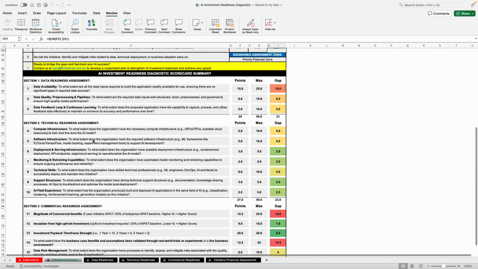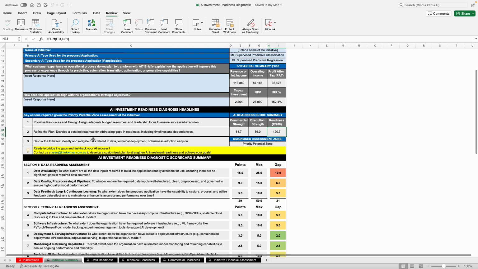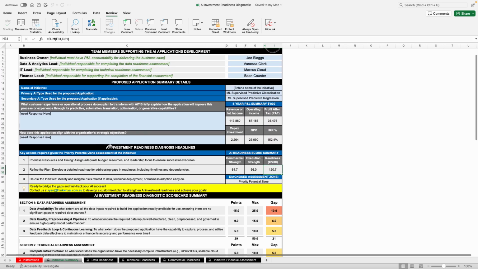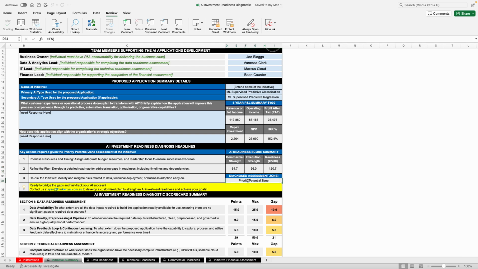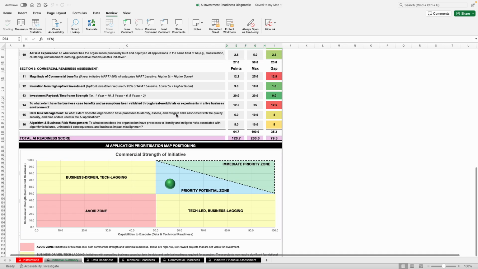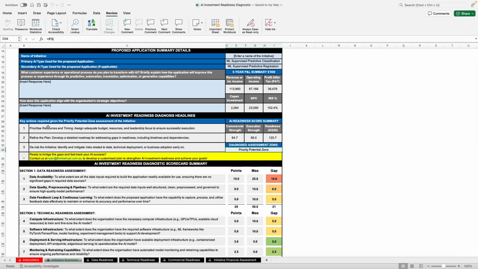Additionally, the assessment gives some summary key actions required as a result of the diagnosed assessment zone. So we can see for this initiative, it has received an assessment zone of priority potential zone, which we know from our bubble chart earlier. With this in mind, we're given 3 key actions as a result of that assessment to take away and focus on. These recommendations are dynamic and automatically adjust depending on the assessment that's been given for the initiative in question.